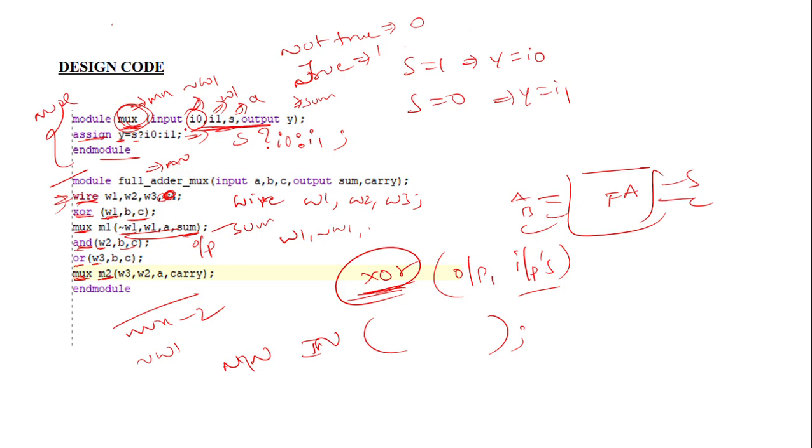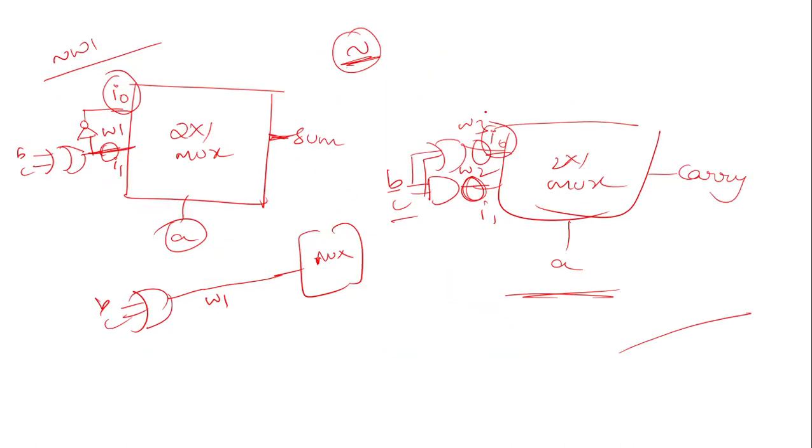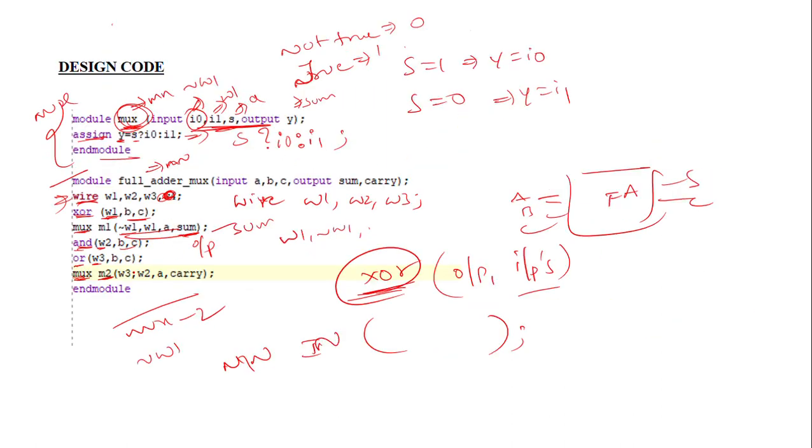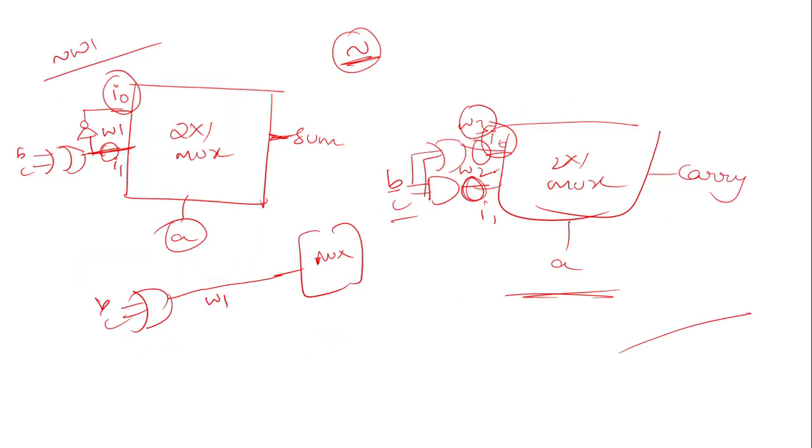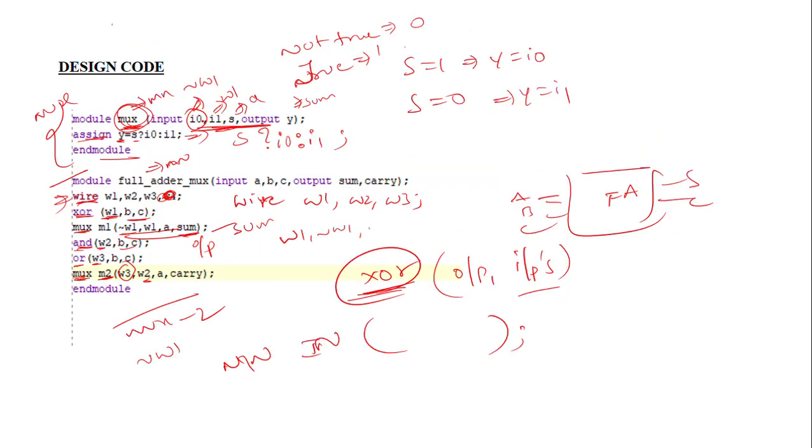So I0 is going to be connected to W3. Next, I1 is going to be connected to W2, so you can simply write W2. According to the order you wrote in the module in the mux code, you simply follow that order. Next, our select line will be A and the output will be our carry.